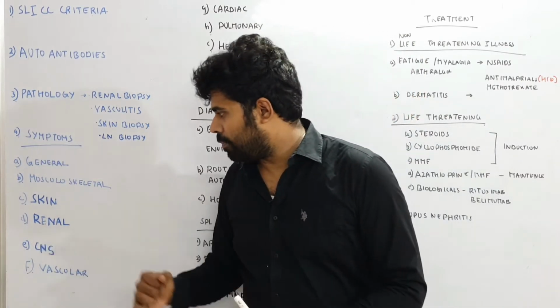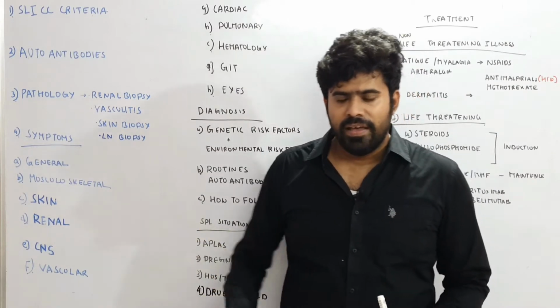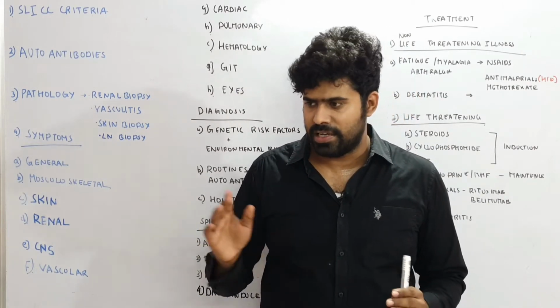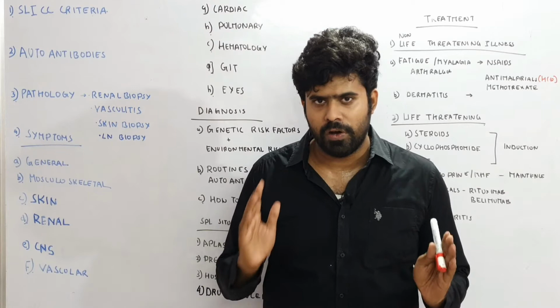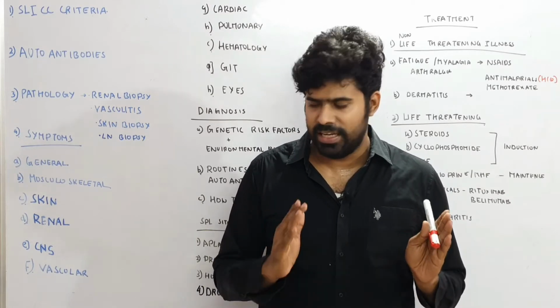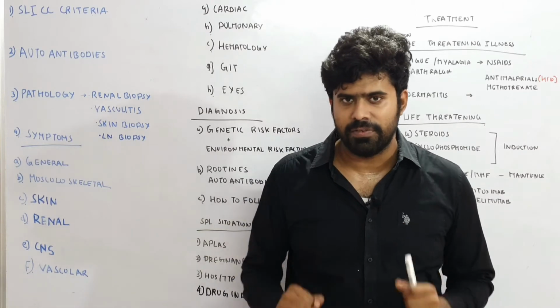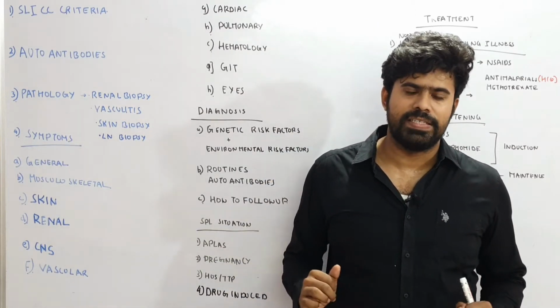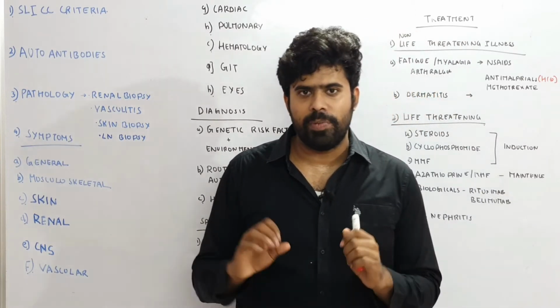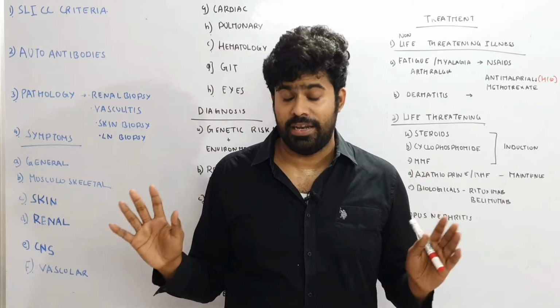So, the renal involvement. As we say, nephritis and other infections are the most common cause of death in a patient with SLE in the first 10 years. So it is important to pick up nephritis and treat it aggressively. How can you pick up the nephritis? The majority of SLE patients will be asymptomatic in nephritis.